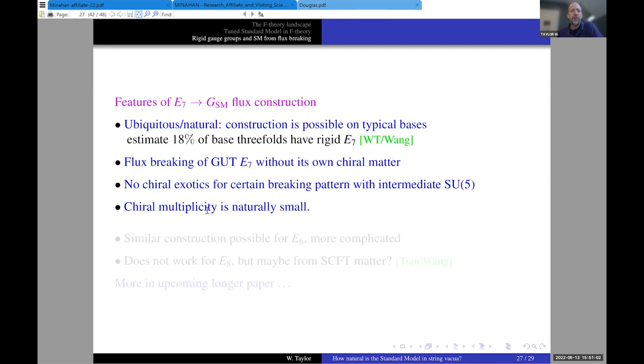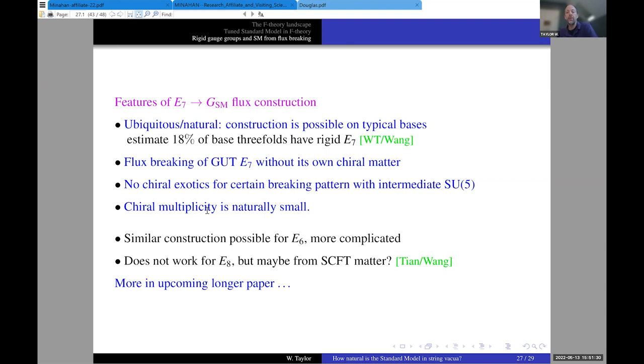Let me just summarize the features of this construction. So this is a ubiquitous construction. It's possible on typical bases. Based on these Monte Carlos, it looks like something like 20% of the base threefolds have a rigid E7. It allows us to break E7 as a GUT, even though E7 doesn't have its own chiral matter. We get chiral matter after the breaking. There's a little bit of technical details I didn't have time to go into there. We don't get chiral exotics if we go through this breaking pattern with an intermediate SU5. A similar construction is possible for E6, and it's more complicated.